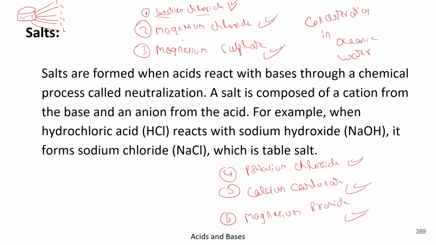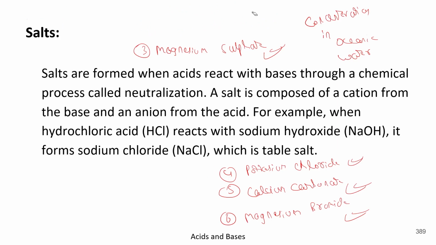Second is magnesium chloride. Third is magnesium sulfate. Fourth is potassium chloride. Fifth is calcium carbonate. And sixth is magnesium bromide. Got it? After this, let's have a look at the properties of salt.